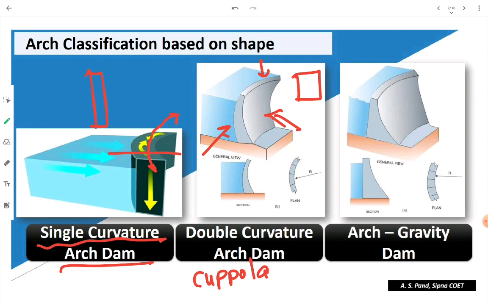Then the third type is the arch gravity dam, which means the stability here is achieved because of self-weight as well as arching action. The world famous example of an arch gravity dam is Hoover Dam. It is a combination of what?